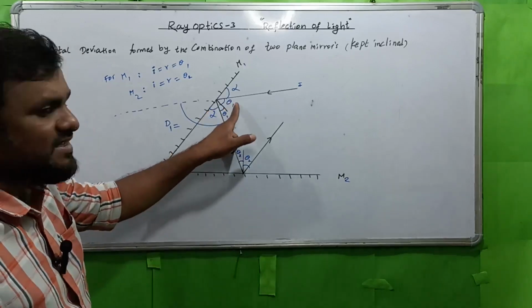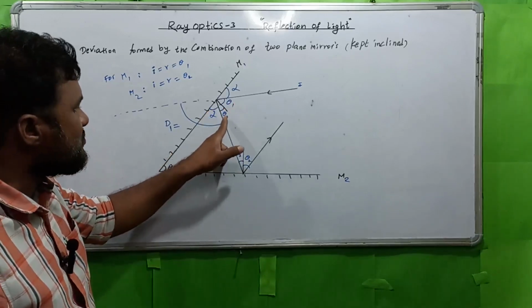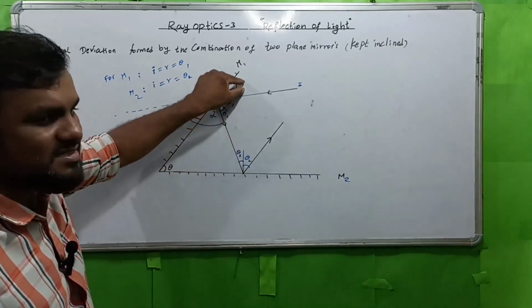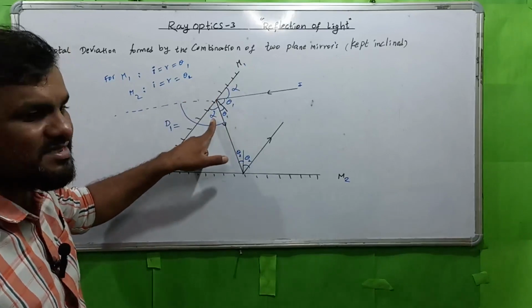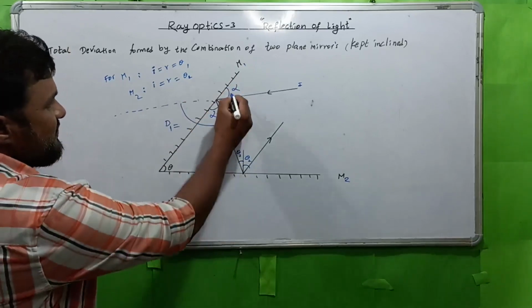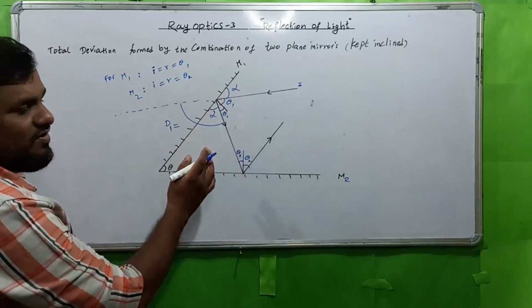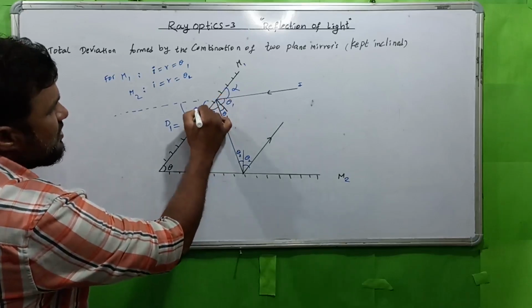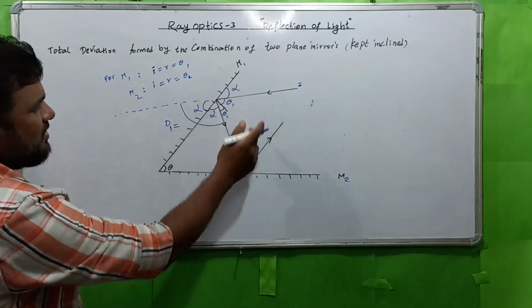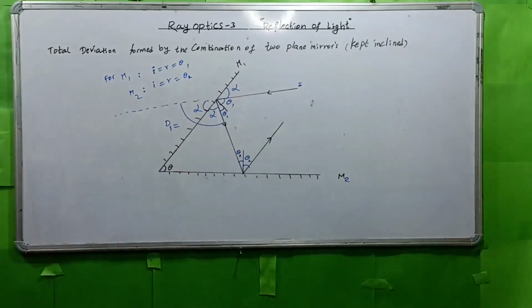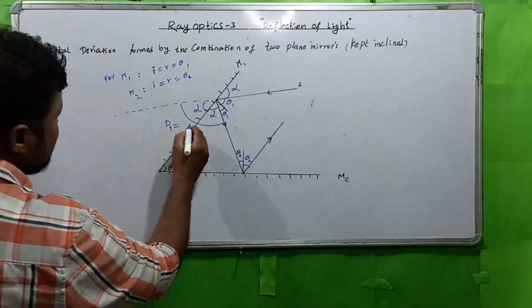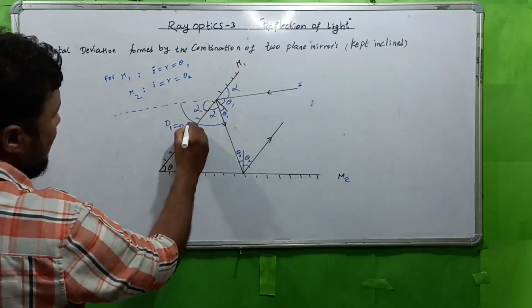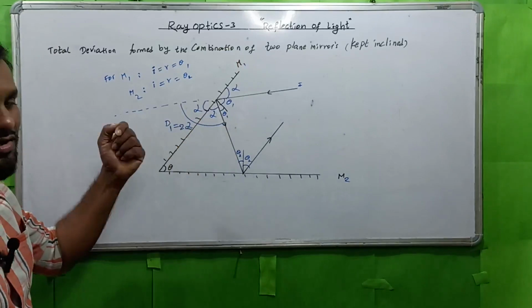Suppose theta 1 is 30 degrees. Here also it becomes 30 degrees. 30 plus 30 is 60, so alpha is 60. Again alpha is 60, total 180 degrees. These are vertically opposite angles, so this is alpha and this also has to be alpha. Now we can observe the total deviation. Total deviation formed by the first mirror is alpha plus alpha, which is 2 alpha.